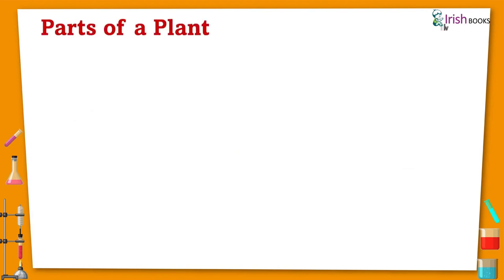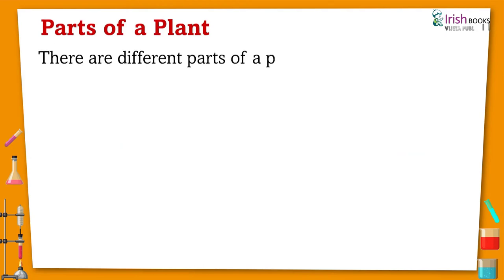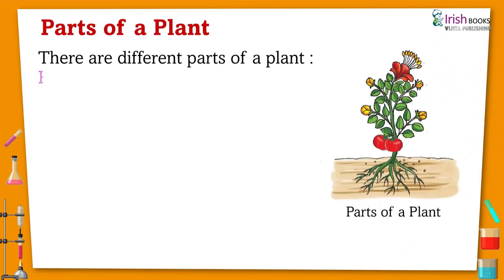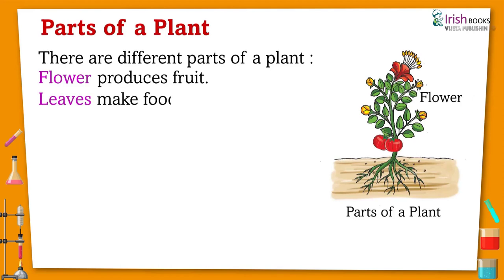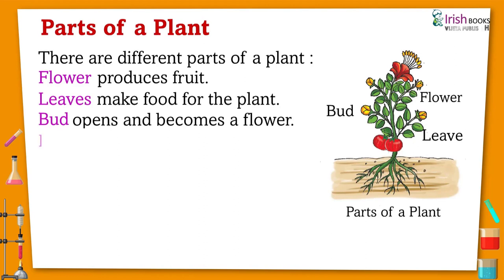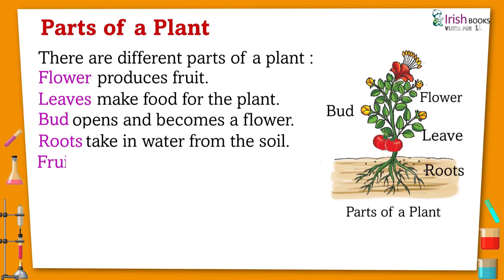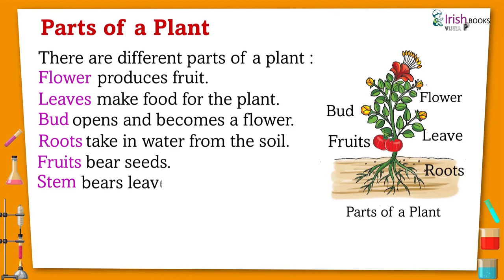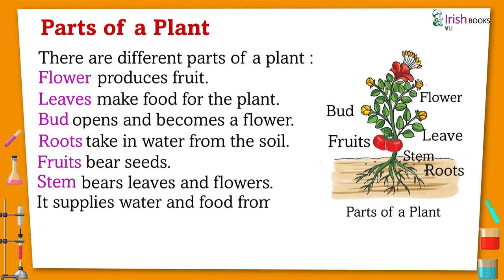Parts of a plant. There are different parts of a plant. Flower produces fruit, leaves make food for the plant, bud opens and becomes a flower, roots take in water from soil, fruits bear seeds, stem bears leaves and flowers. It supplies water and food from one part to another.